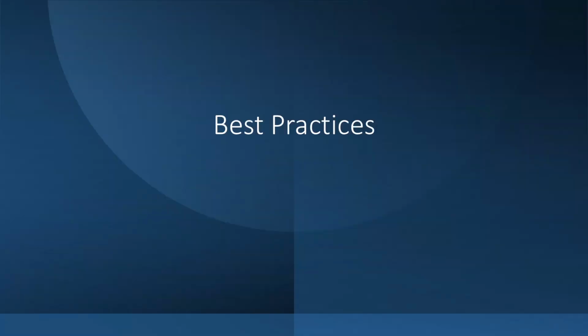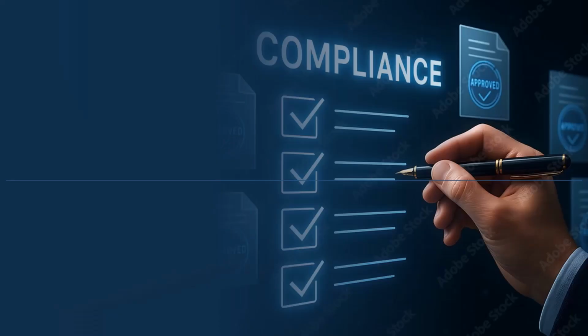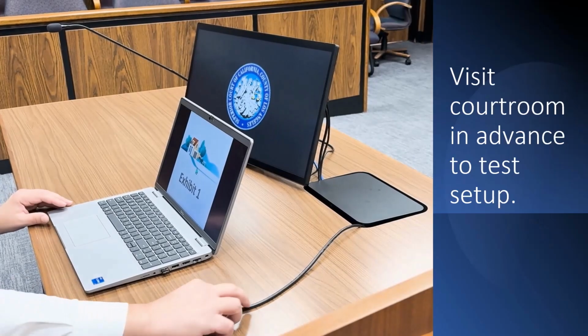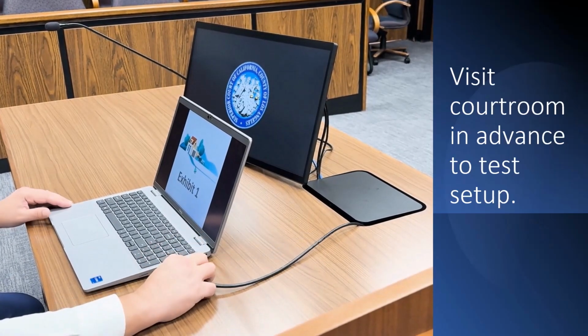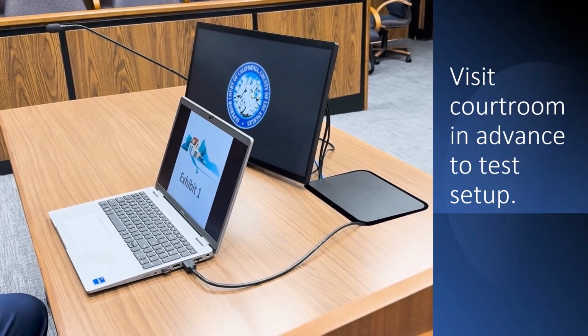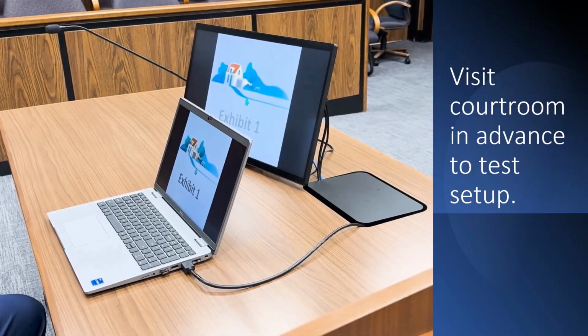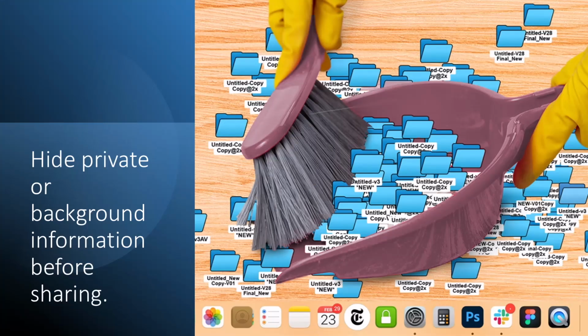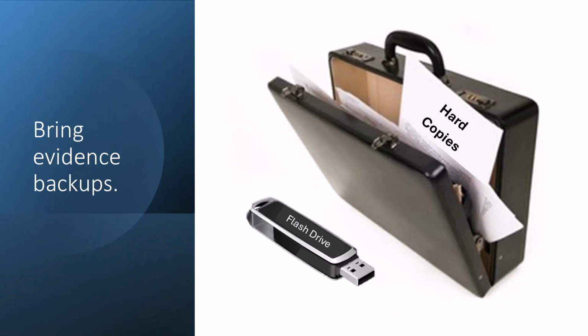Here are some tips and best practices for preparation and professionalism in modernized courtrooms. Check with the judicial officer and judicial assistant first. Then, if able to, visit the courtroom in advance to test the setup and equipment. Hide private information or change screen backgrounds before sharing to avoid displaying unintended or sensitive material. Bring backup copies of all the evidence you wish to present, just in case.